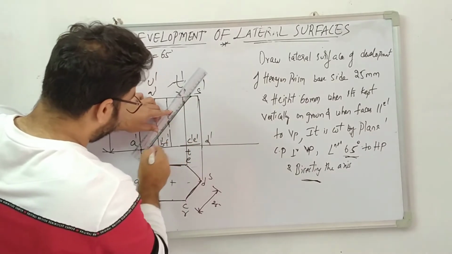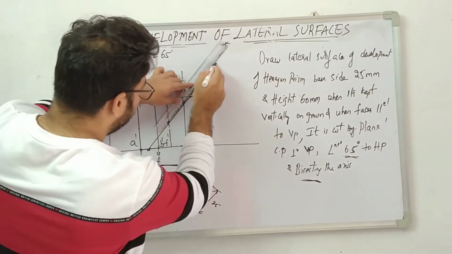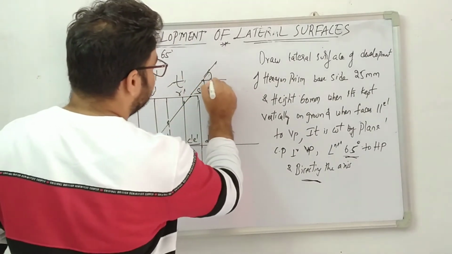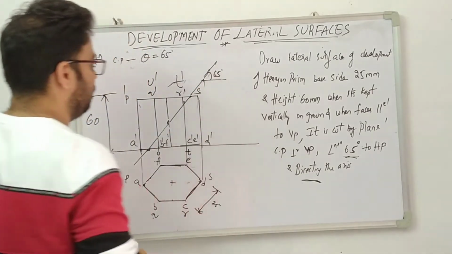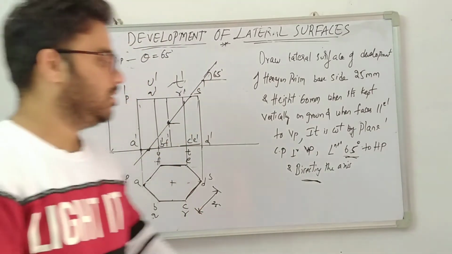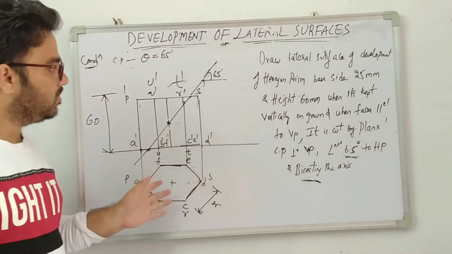So I passed a cutting plane like this. So what is the angle? This angle is how much? 65 degrees. So this is my bisecting axis. Now this portion is completed.